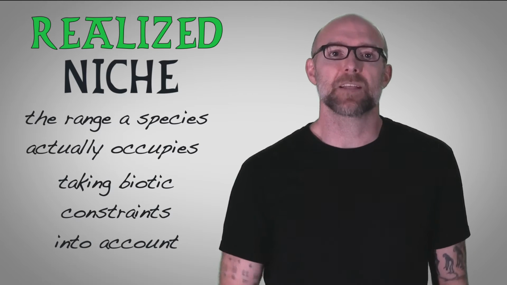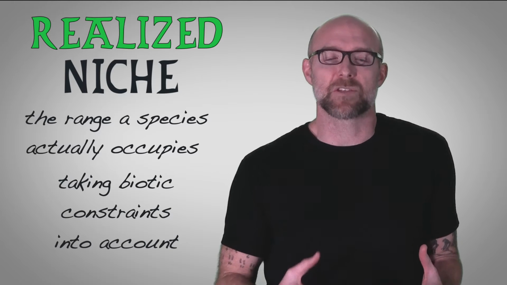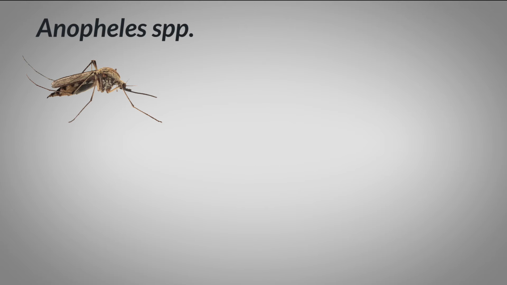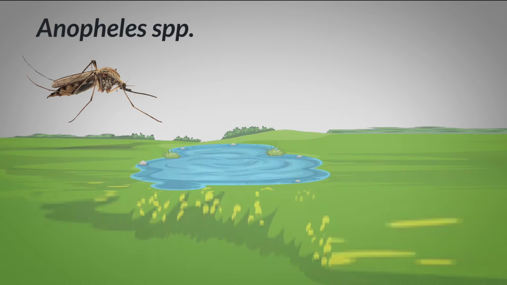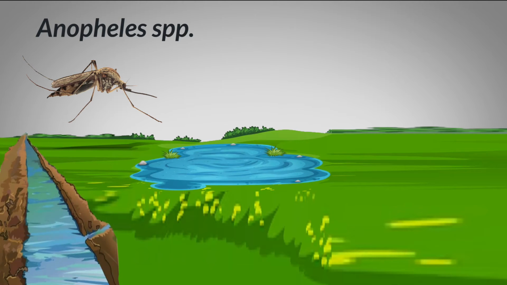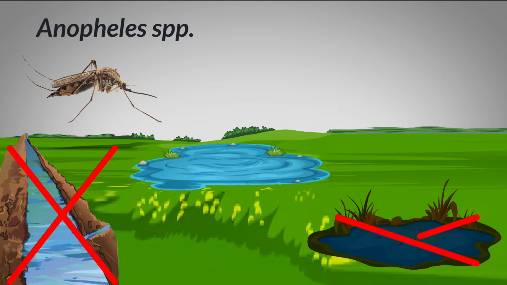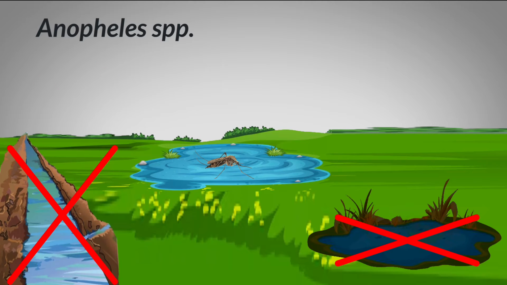Take Anopheles mosquitoes, the primary vectors of malaria. In theory, these mosquitoes can breed in a wide variety of aquatic environments, from clean pools to polluted ditches and stagnant bodies of water. This fundamental niche represents the full range of conditions where they could survive and reproduce. However, in reality, some species of Anopheles are rarely found in the more polluted water sources. Instead, they're primarily restricted to the cleaner, less polluted bodies of water.